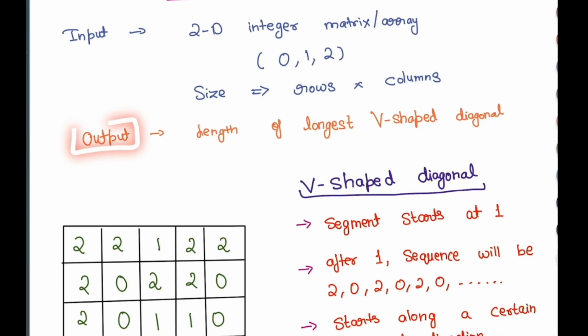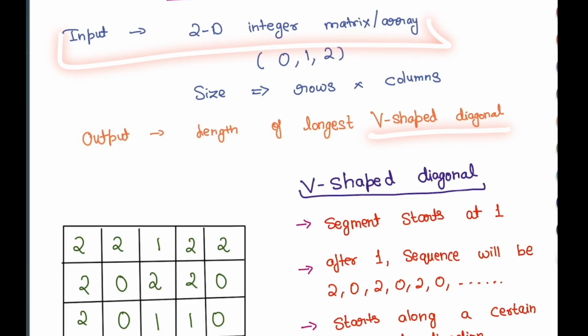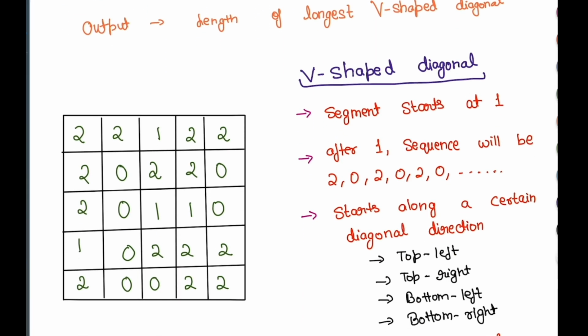Now the output we need to give is the length of the longest V-shaped diagonal. We have to find a V-shaped diagonal in the given input, and we have to find that diagonal whose length is longest. That is, that particular V-shaped diagonal contains maximum number of elements. Now to solve this, we have to know about what is a V-shaped diagonal, right? And let us try to understand about this using an input.